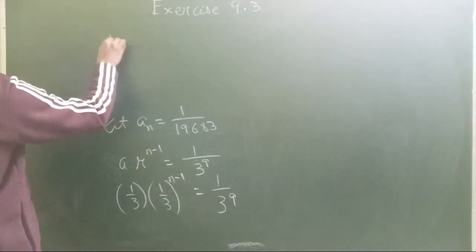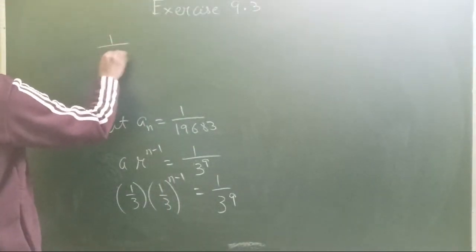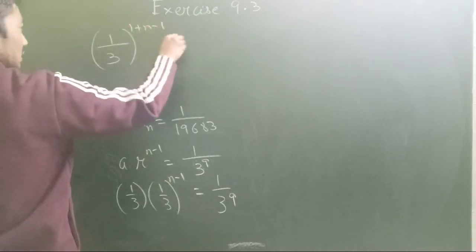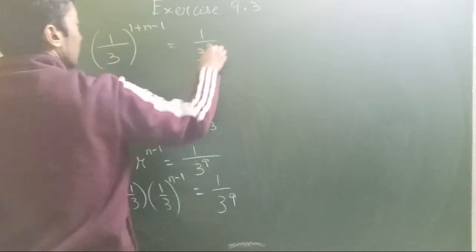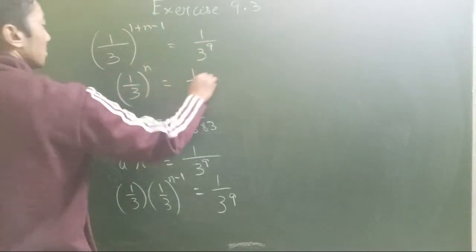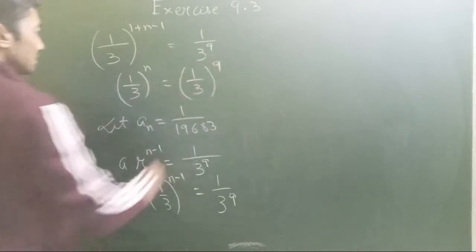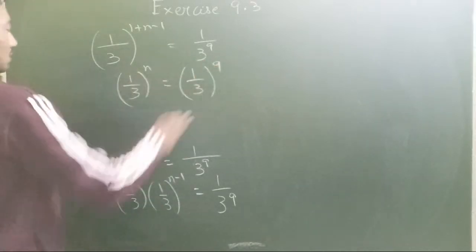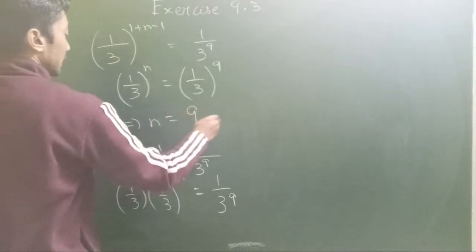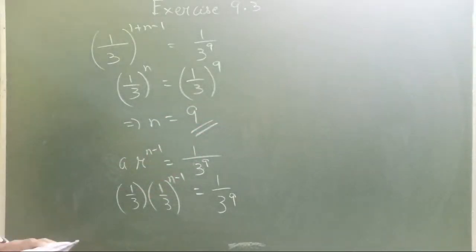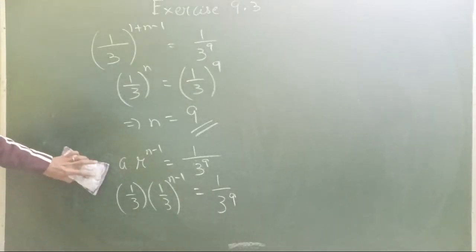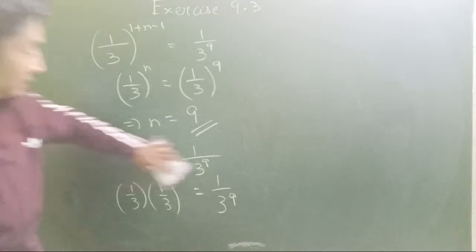So that will be 1 by 3 power 1 plus n minus 1 is equal to 1 by 3 power 9. Almost the same as last time, and that's up to you. We can do it in many ways. As long as the base is the same, we can compare the exponents, that is n is equal to 9. That means the ninth term in this sequence will give us 1 by 19683.